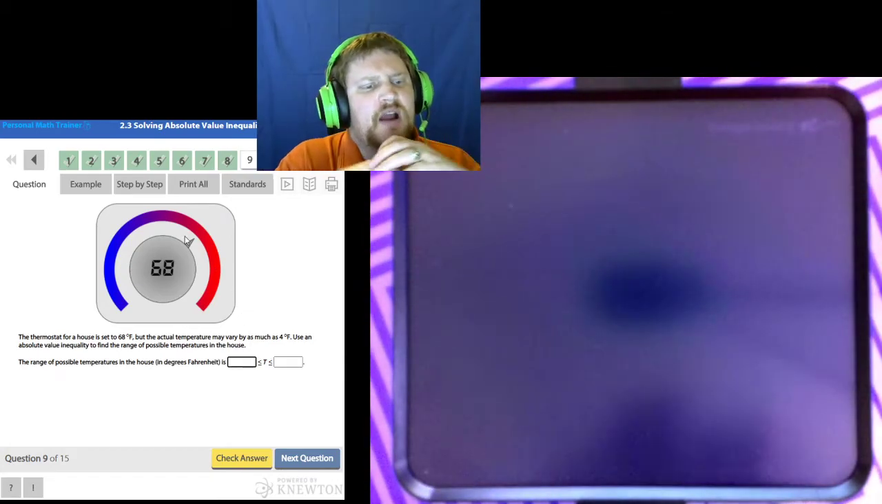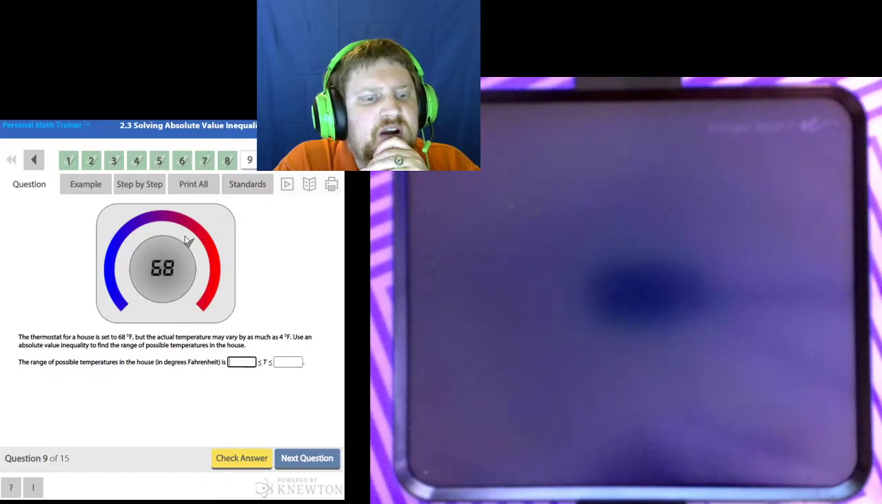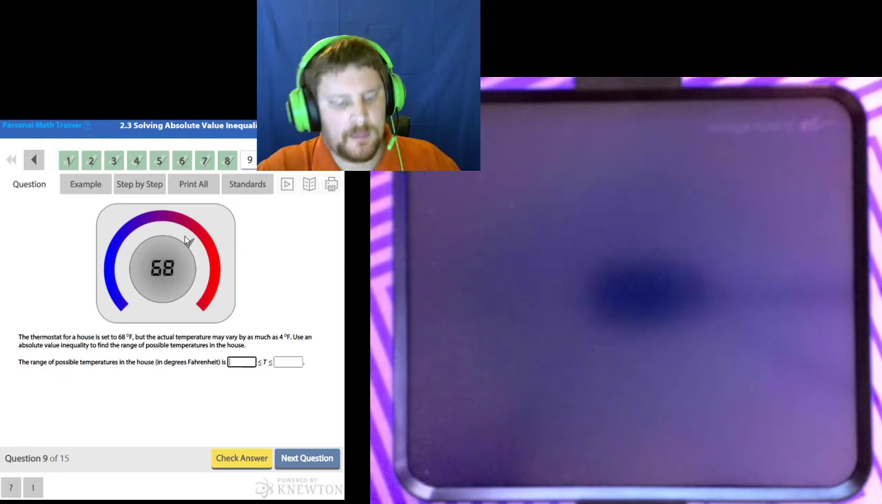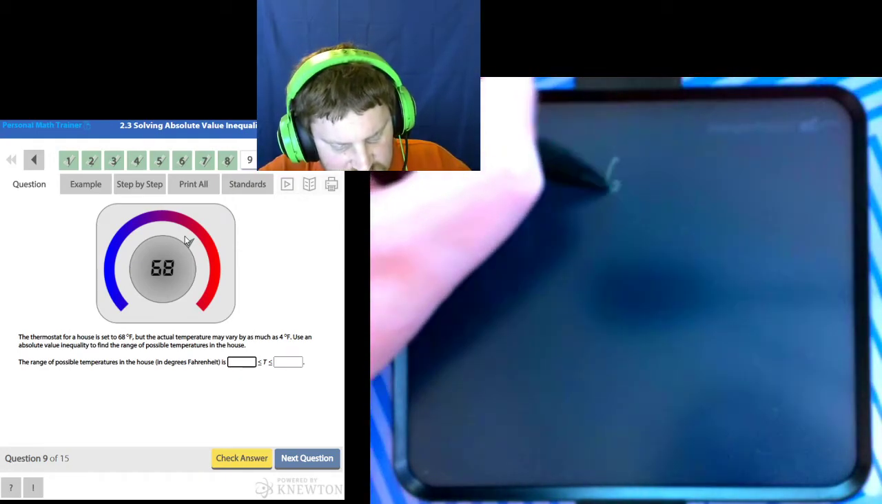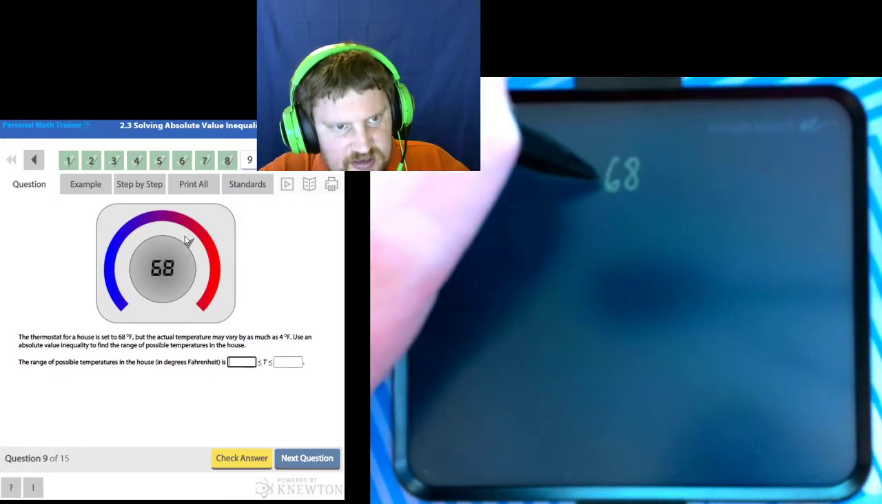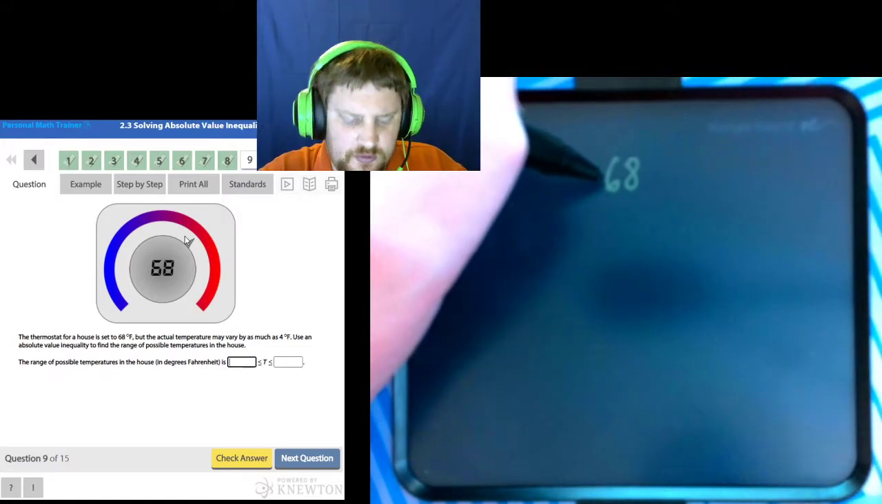The thermostat for a house is set to 68 degrees Fahrenheit, but the actual temperature may vary by as much as 4 degrees. Use an absolute value inequality to find the range of possible temperatures in the house, in degrees Fahrenheit. That's kind of interesting. So 68 is the setting, but it can vary by as much as 4 degrees.